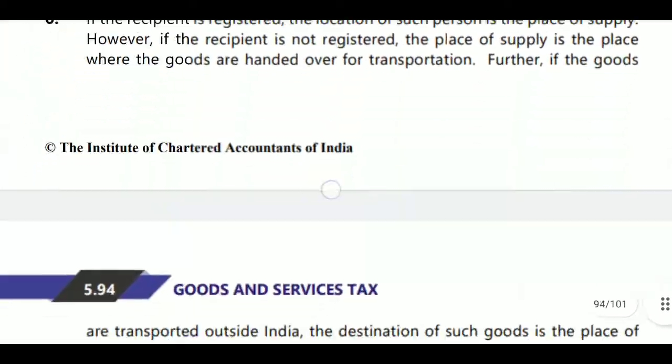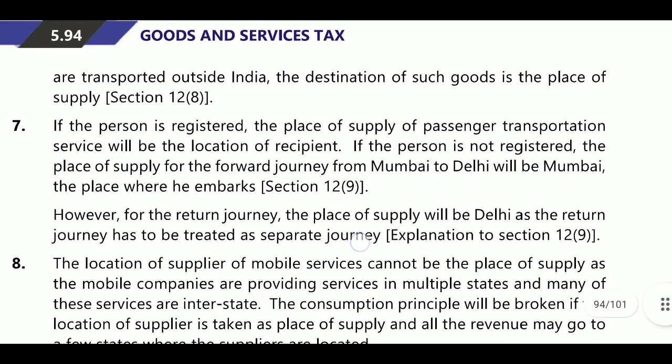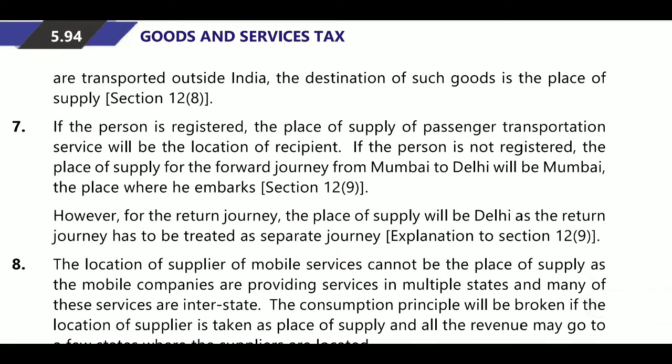For question number 7, if the person is registered, the place of supply of passenger transportation service will be the location of the recipient. If the person is not registered, the place of supply for the forward journey from Mumbai to Delhi will be Mumbai, the place where he embarks.